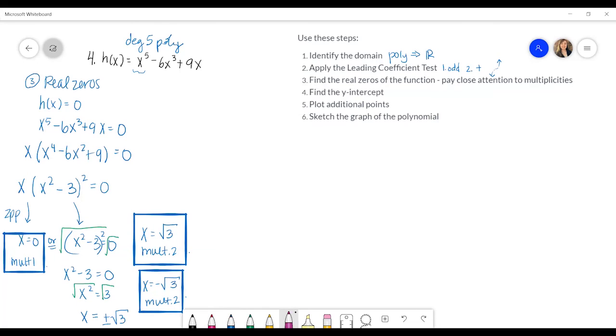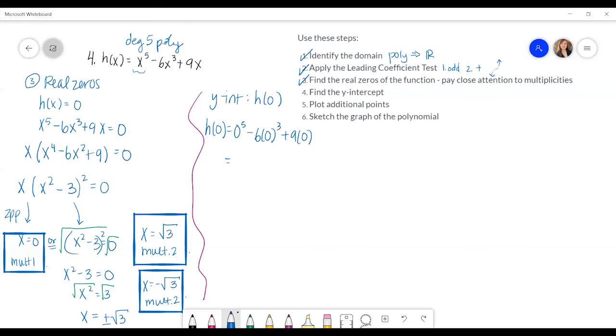Okay. I think next we should do our y-intercept. So we've done 1, 2, 3. Y-intercept. This is where we find h of 0, right? So h of 0, we would say is 0 to the fifth minus 6 times 0 cubed plus 9 times 0, which is just 0. And again, it kind of lines up with this point right here. So your y-intercept is just the origin. We've seen that a couple times.